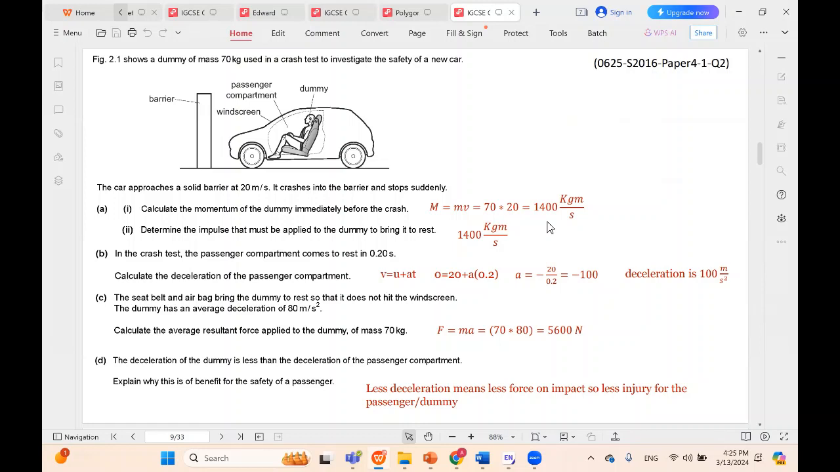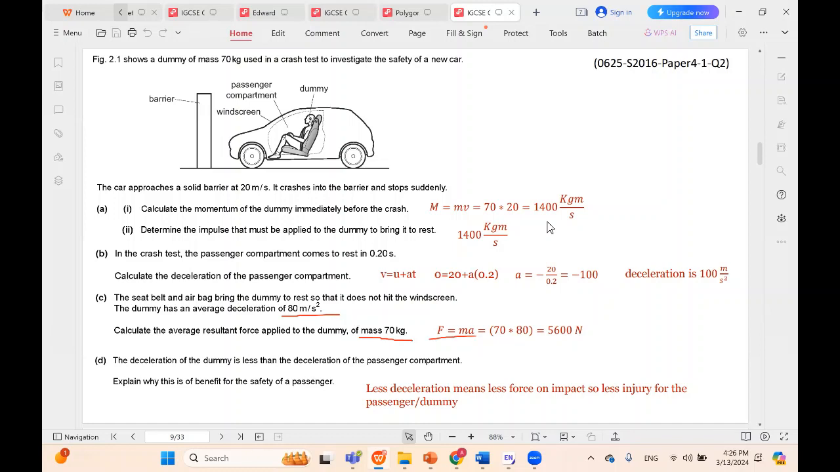In C, we're told the seat belt and airbag bring the dummy to rest so that it does not hit the windscreen. The dummy has an average deceleration of 80 meters per second squared. Calculate the average resultant force applied to the dummy of mass 70. All you have to do here is just multiply the mass by the acceleration. So MA gives us F, and you can get F simply by multiplying the two quantities.